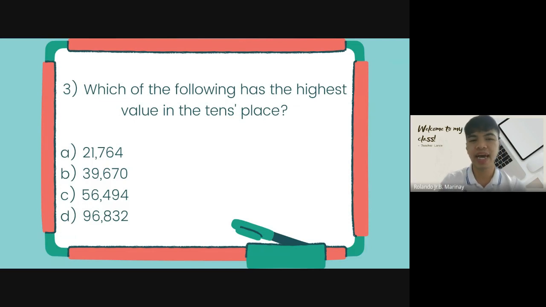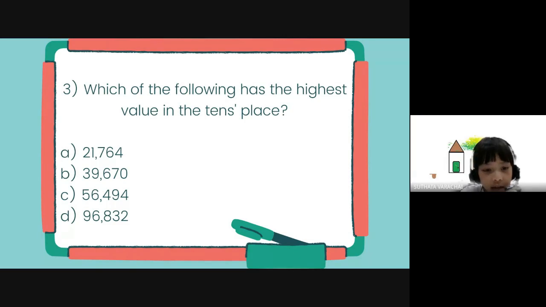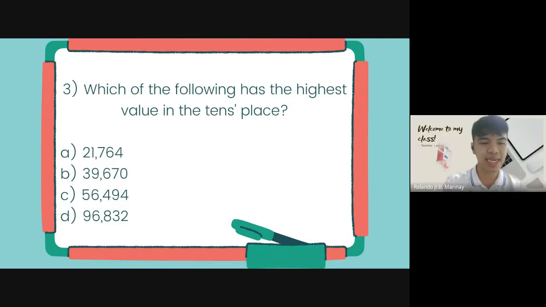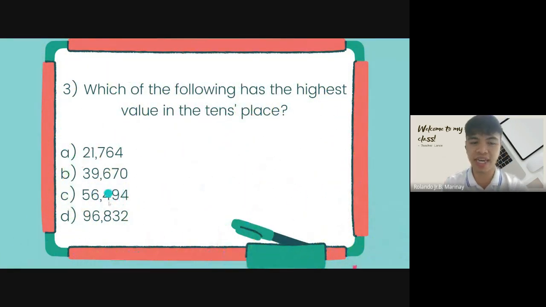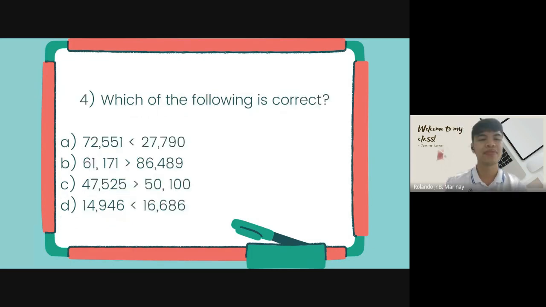Number 3. Which of the following has the highest value in the tens place? A, B, C, or D? The digits in the tens place are 6, 7, 9, and 3. Which has the biggest value? C, very good. It's C, because the value of the digit in the tens place in letter C is 90. We have 60, 70, 90, and 30, and the highest of them is 90. Good job.